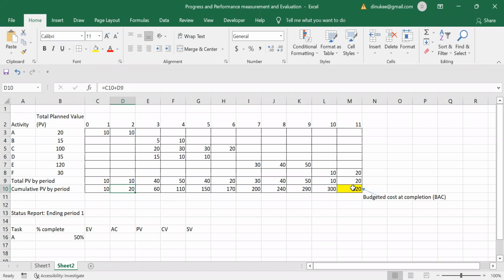And at the end of the project, the total plan value should be equal to this total plan value, right? So this 320, we call it the budgeted cost at completion. So at the completion stage, this is the budgeted cost we are assuming. At the completion stage, we will incur this much cost. So it is called BAC, right?